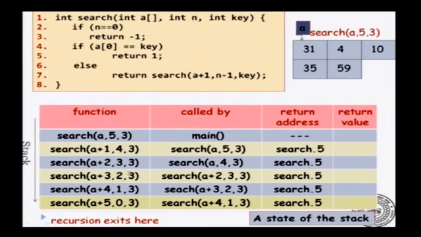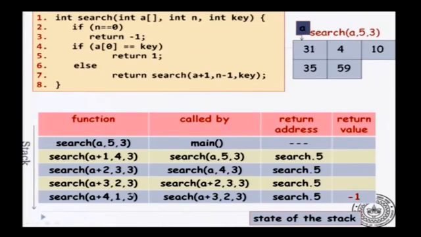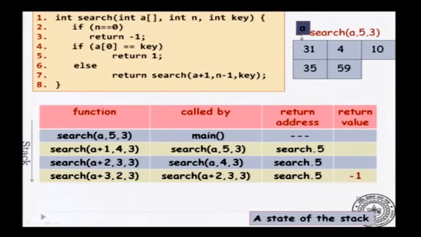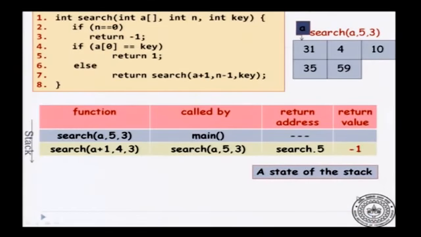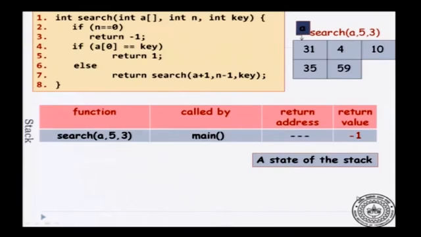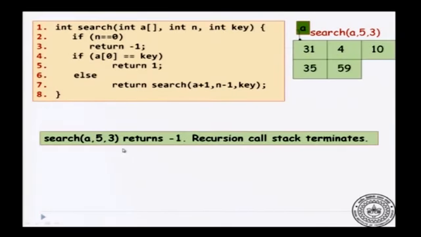Okay. So at this point you have reached the base case. If n equal to 0, return -1. So that will return a -1. Where will it return to? It will return to the function which immediately called it, which is search(A+4, 1, 3). So this guy gets a -1, and it just returns that -1. Return the value of whatever is returned by the subproblem. So it's -1, and that -1 gets returned. So it gets bubbled up all the way back to main, and in main you can realize that the element is not present in the array because the return value of search(A, 5, 3) was -1. At this point the call stack terminates.